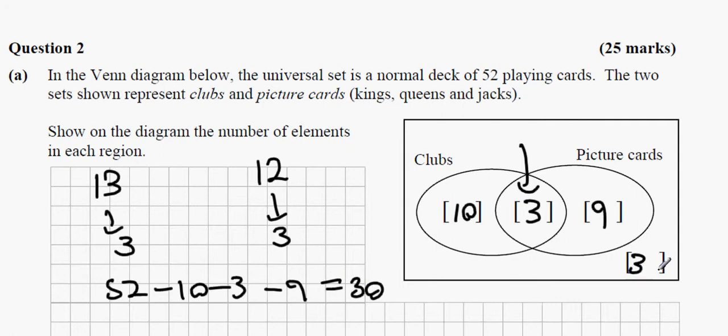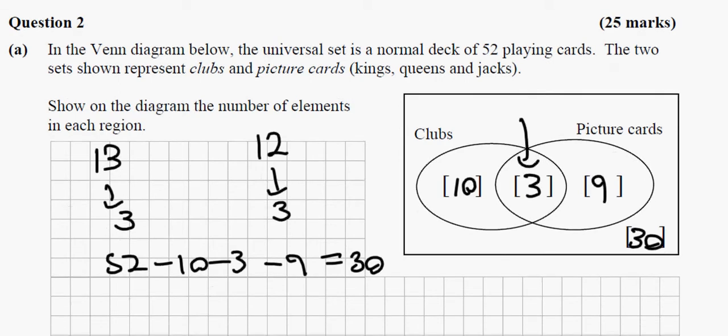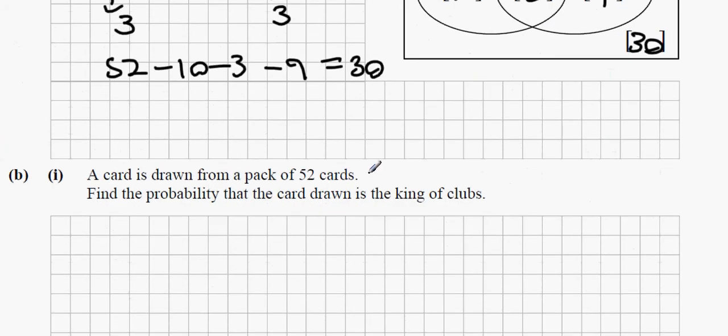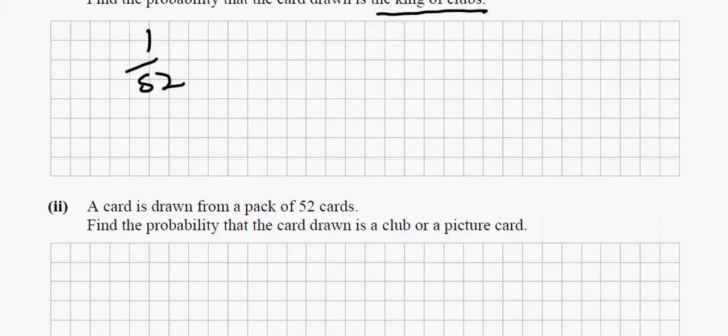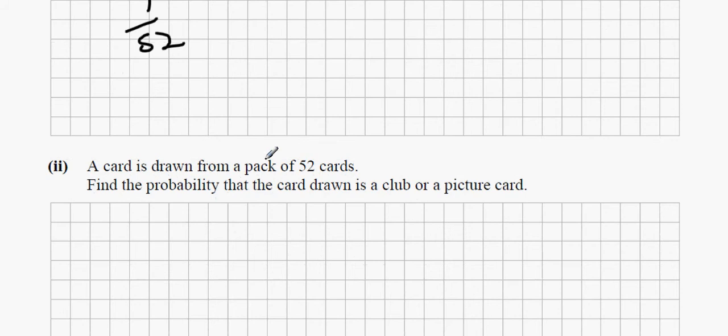Okay, now that that's done, a card is drawn from a pack of 52 cards. Find the probability that the card drawn is a king of clubs. There's only 1 king of clubs in the full deck. That makes it a 1 in 52 chance. Okay. A card is drawn from a pack of 52 cards. Find the probability that the card drawn is a club or a picture card. The word or means plus. Add the probabilities together.